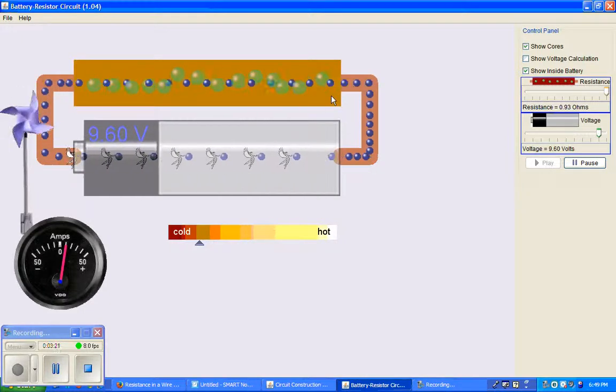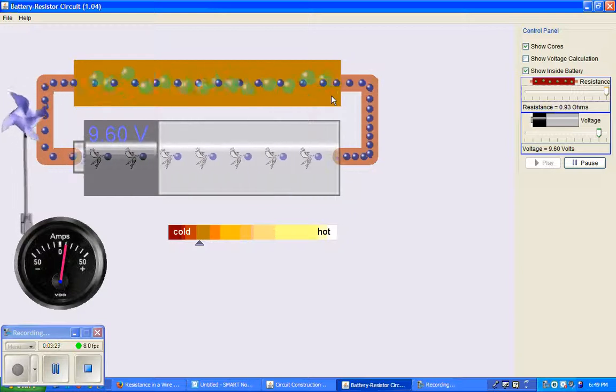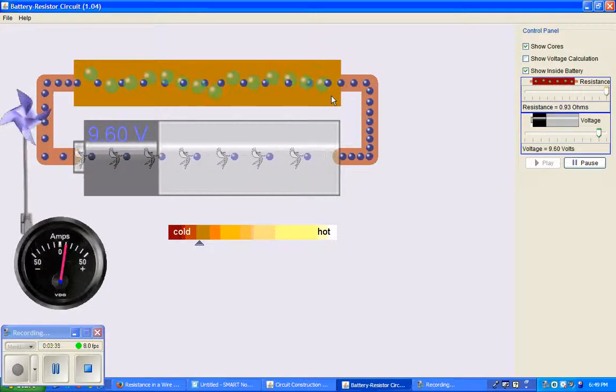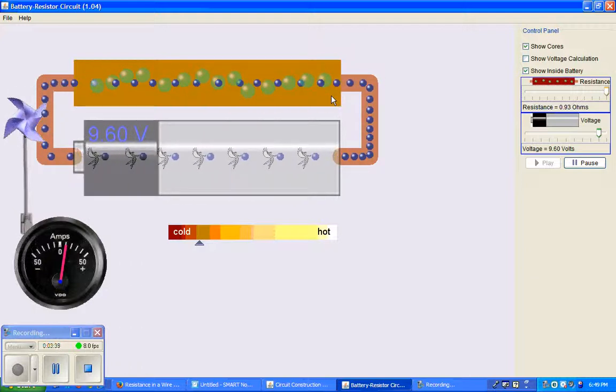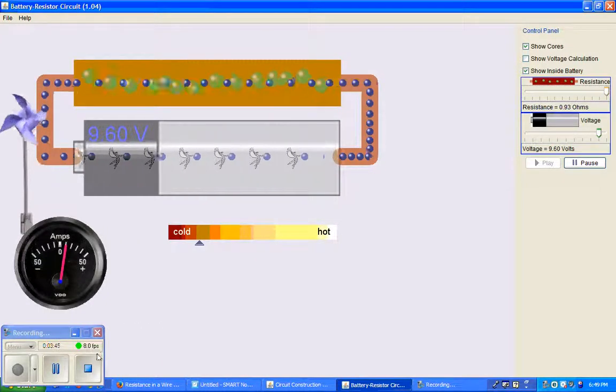That demonstrates that as resistance goes up, the flow of electrons goes down, because the particles that make up the resistor are pushing back on the electrons and resisting their flow through the circuit. Okay, so we'll see you in the second video when we look at another simulation for resistance.